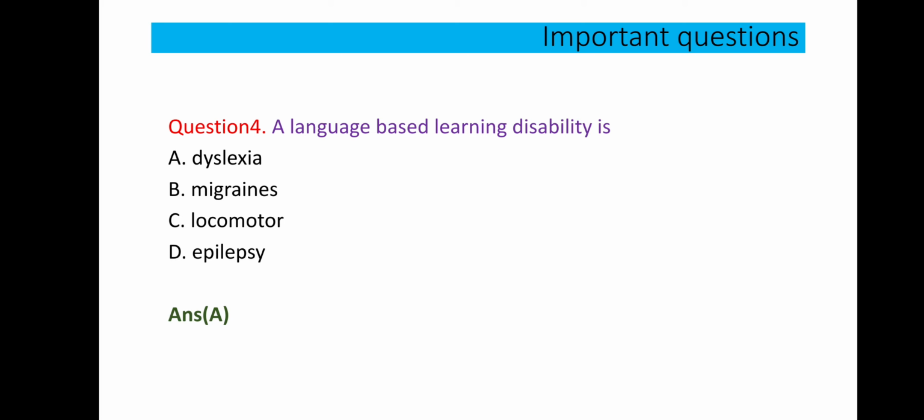Question number 4. A language-based learning disability is called dyslexia. Option E is wrong, because migraine, epilepsy, these are related to neurological disorder. They are related to nerves, and locomotor is the impairment that is related to the movement. So dyslexia is the learning disability in which a person or a child is not able to read properly. So it is related to the language based learning disability. So option A is correct.